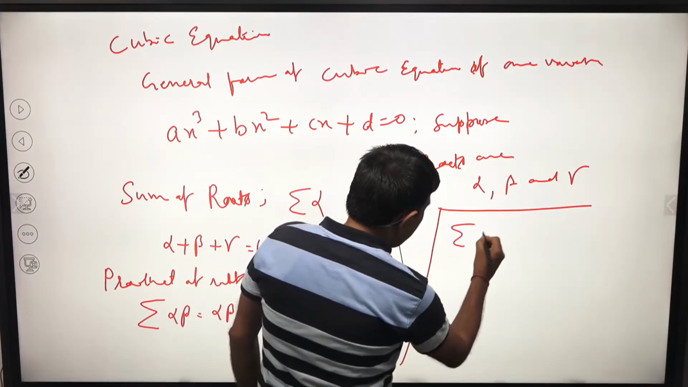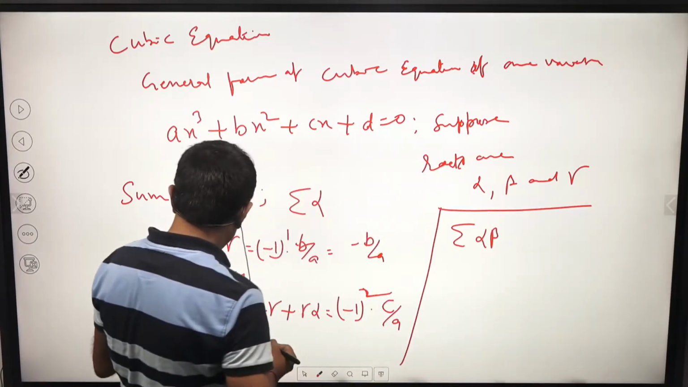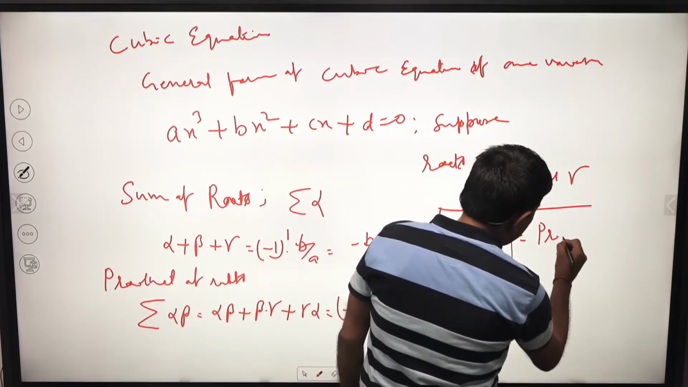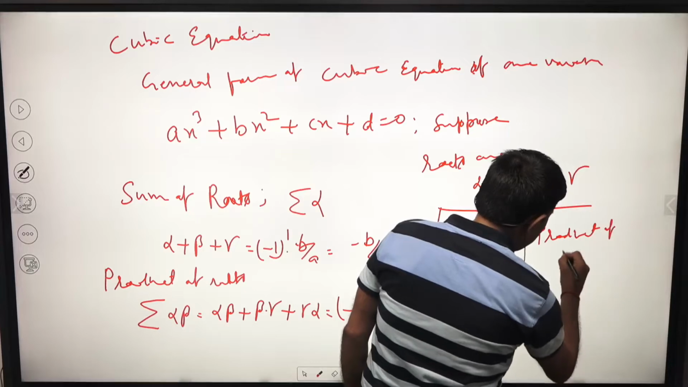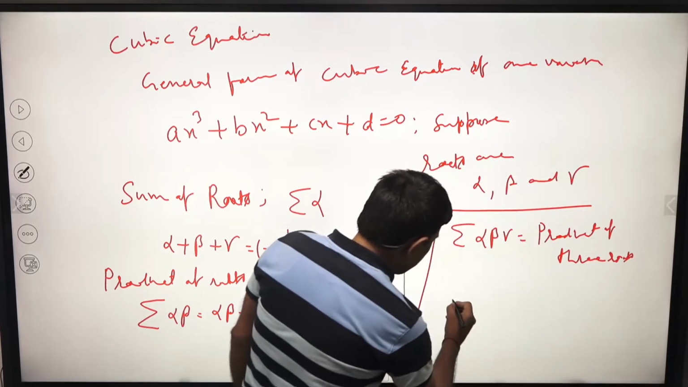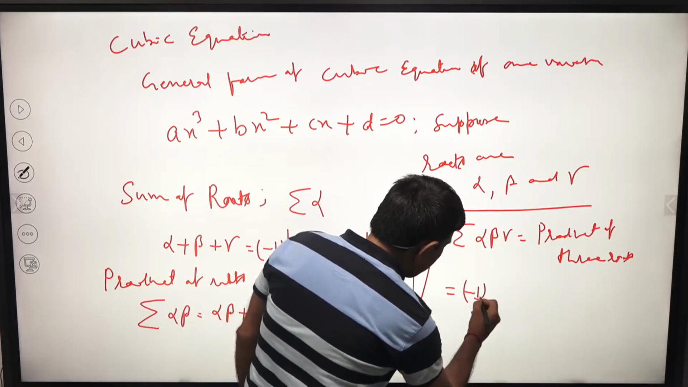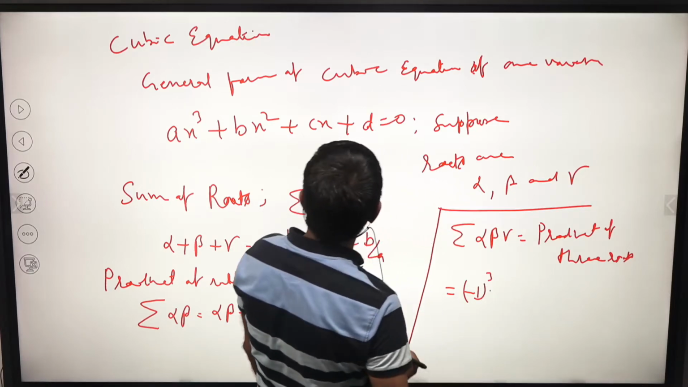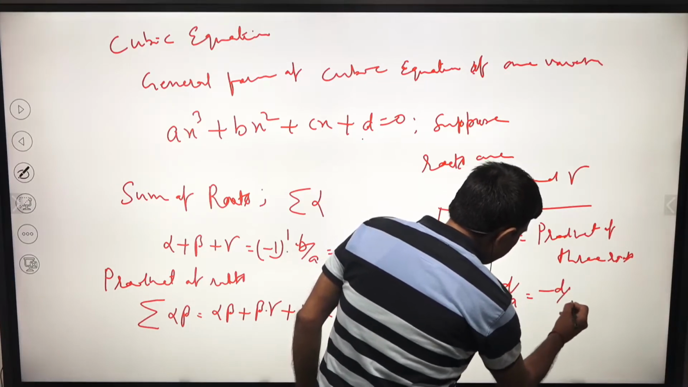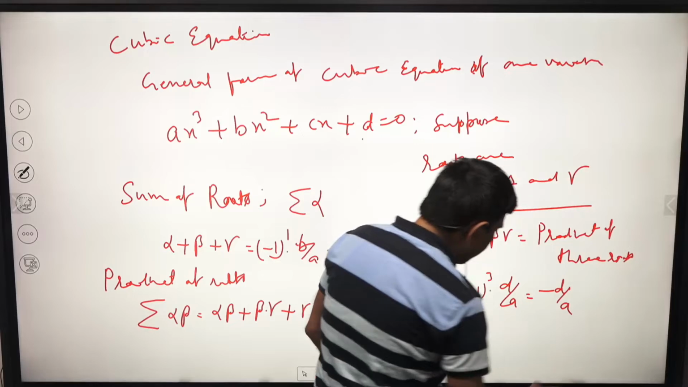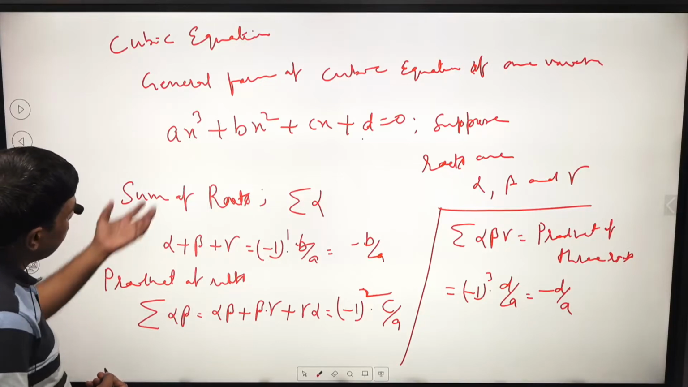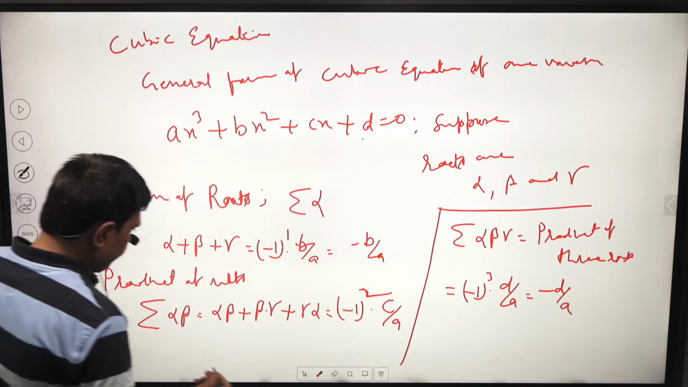And the other product: sigma alpha into beta is the product of 2 roots, and the product of 3 roots is alpha beta gamma. So the product of 3 roots means minus 1 raised to the power 3 into d by a, the last one, d by a. That means minus d by a. Similarly, we move to the fourth degree equations with a single variable.